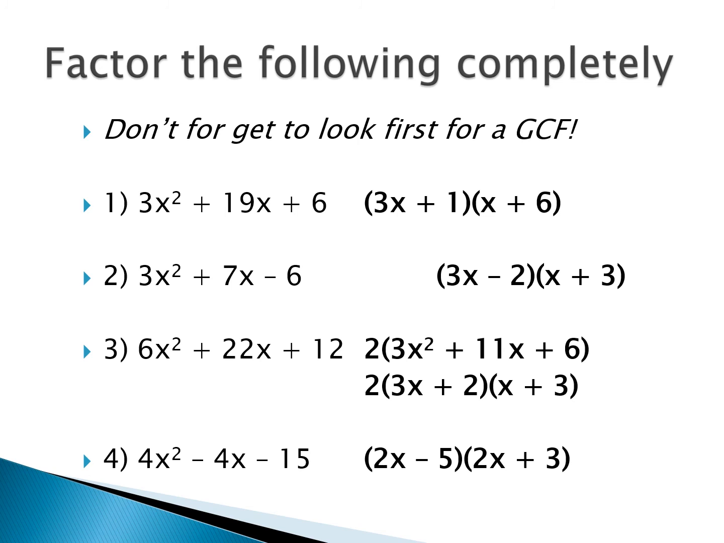And the last one here, 2x minus 5 and 2x plus 3. 15 doesn't have too many factors, just 5 and 3 and 15 and 1, and you got to have opposite signs on those. For 4x, you could have had 4x and 1 and 2x and 2x.